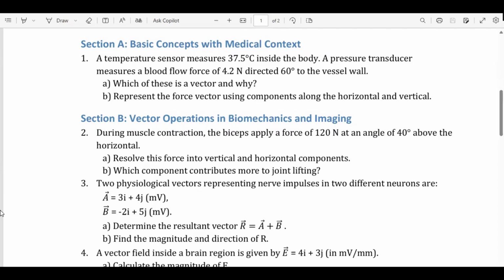Part B is saying represent the force vector using components along the horizontal and vertical.